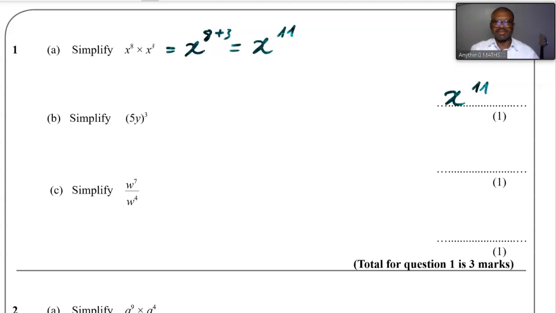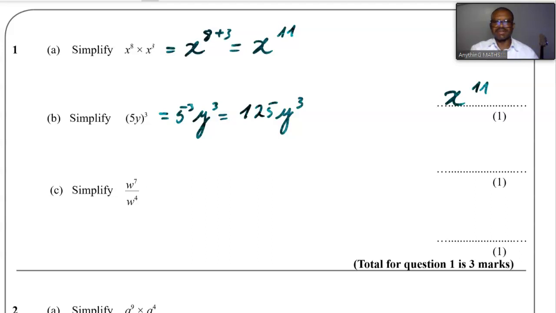B. Simplify. If we want to simplify, we need to get rid of the bracket, and the power 3 is going to affect everything in the bracket. So we're going to have 5 raised to the power 3, y raised to the power 3. We want to evaluate 5 raised to the power 3. It's going to be 125, y raised to the power 3.